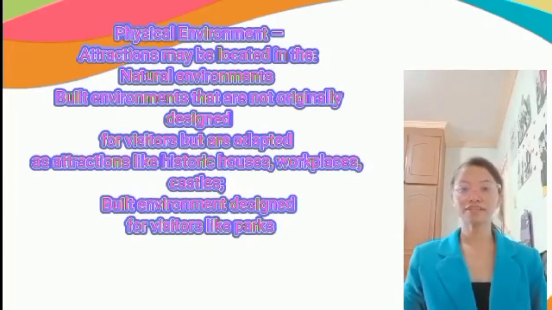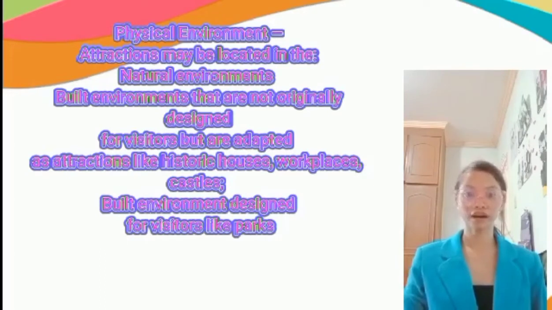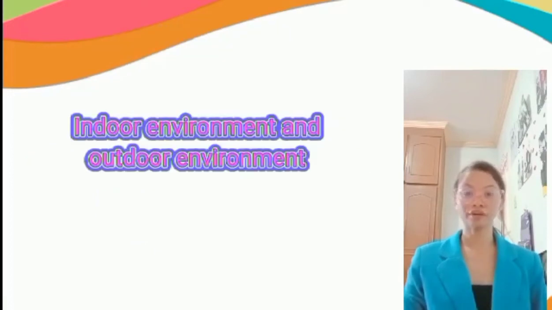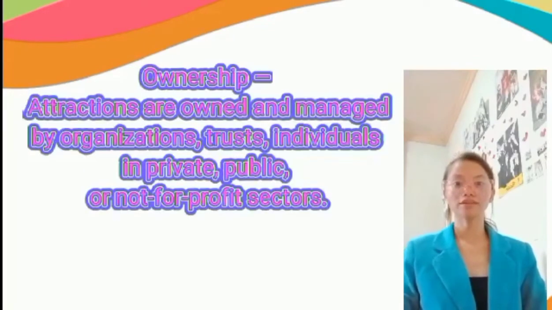Physical environment attractions may be located in natural environments or built environments. They are not originally designed for visitors but are adapted as attractions, like historic houses, workplaces, and castles. Built environments designed for visitors include parks, indoor environments, and outdoor environments. Ownership: attractions are owned and managed by organizations, trusts, or individuals in public, private, or not-for-profit sectors.